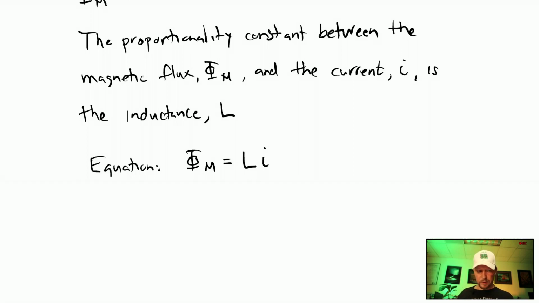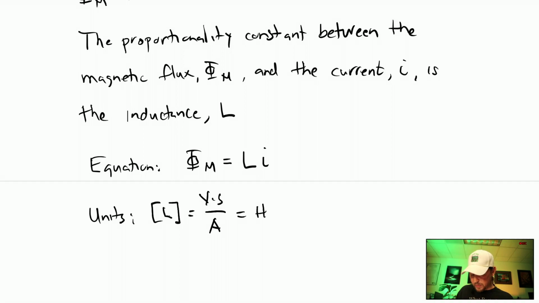Let's talk a little bit about inductance. Inductance itself also has units. The units of inductance are volts times seconds per amp. This also has another, more abbreviated common name. This is the Henry, and we use the capital H to denote this.